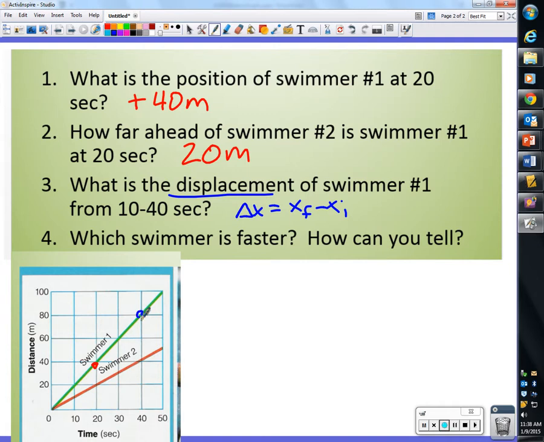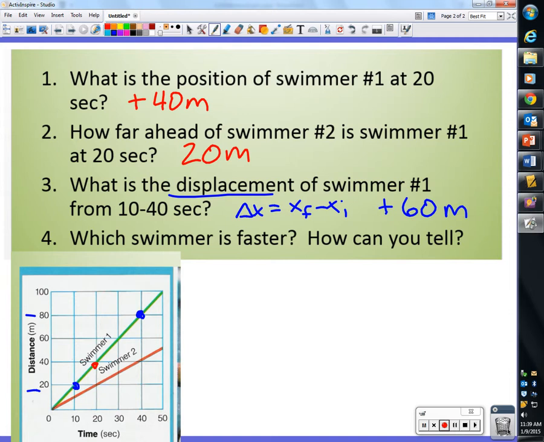So here's 40 seconds, that's 80. Here's 10 seconds, only 20 meters, so the displacement here would be positive 60. And in that case, it's important to make sure that we know the positive. Okay? Good with those 3?